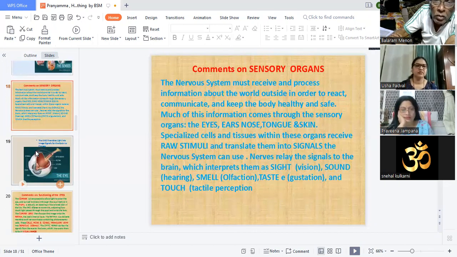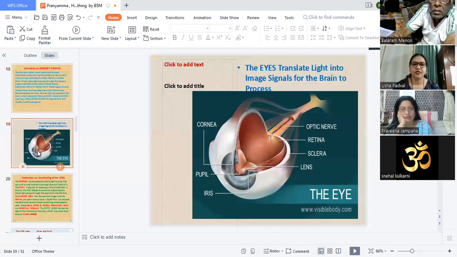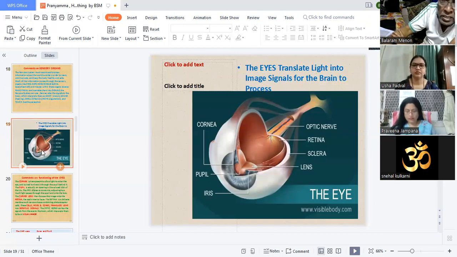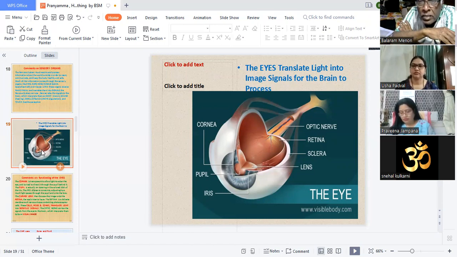Then we come to the eyes. Why am I taking this? Because with great effort I prepared this in my previous classes, so that's why I got an interest in teaching this part of the anatomy also.